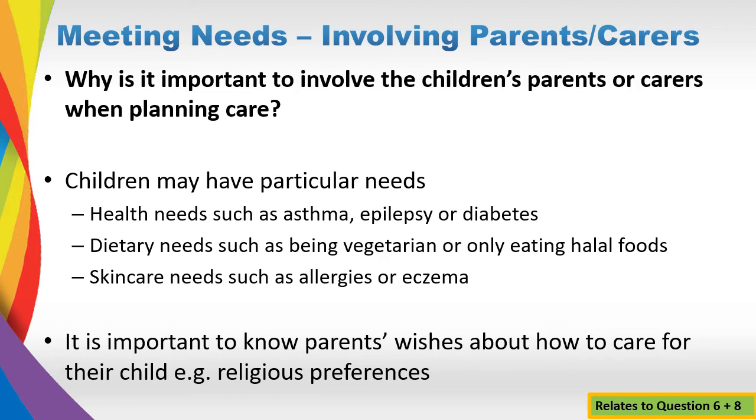Dietary needs, so a child might be vegetarian, or only eating halal foods. Again, it's important. They might have allergies, so you need to know. And skincare, such as allergies or eczema, again, it's important that you know what those are. A child with eczema, for example, might need some medicated cream that might be prescribed by the GP. So it's important that you know about that and that you've got that cream if the child needs it when they're in your care.